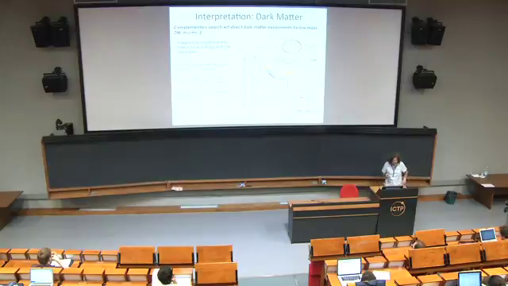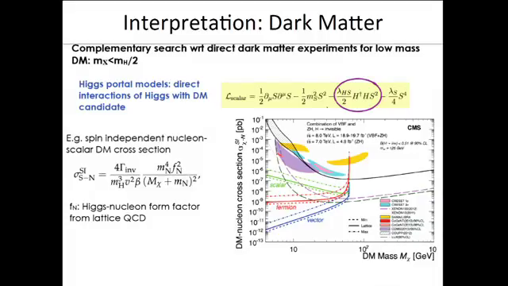Okay, so these limits on the invisible decays can have many interpretations, of course, depending on your favorite model. One is dark matter. There are these Higgs portal models that predict the coupling of these dark particles to the Higgs. So in these models, you can set limits on dark matter.